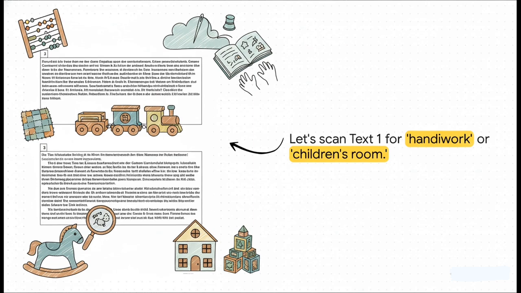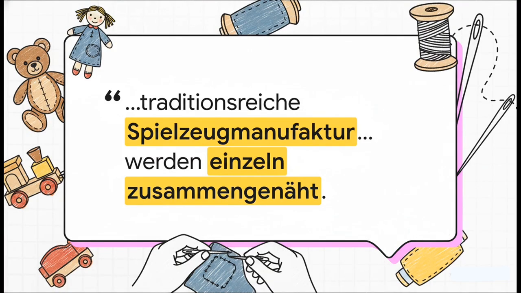See how that works? Let's do it one more time just to really let the method sink in. Our keywords from heading F were handiwork and children's room. Let's scan text 1. And check this out, Spielzeugmanufaktur, which is a toy factory, and even better, einzeln zusammengenäht, which means sewn together individually. Both of those point straight to our keyword Handarbeit. It's another clear connection. Text 1 belongs to heading F.